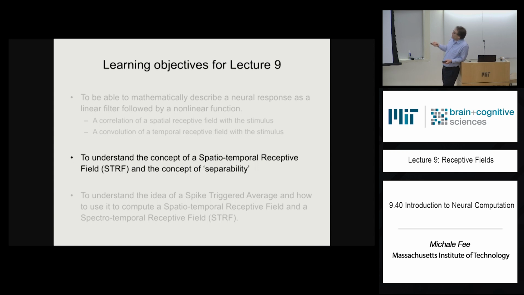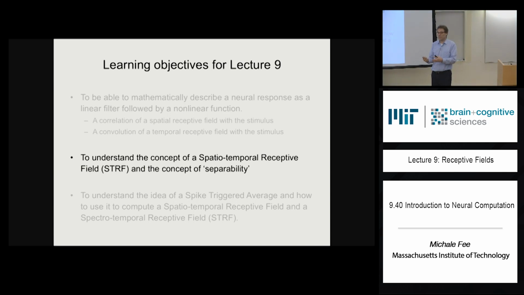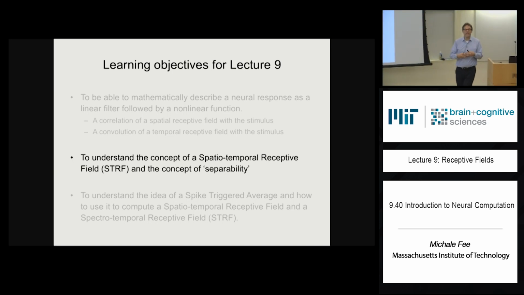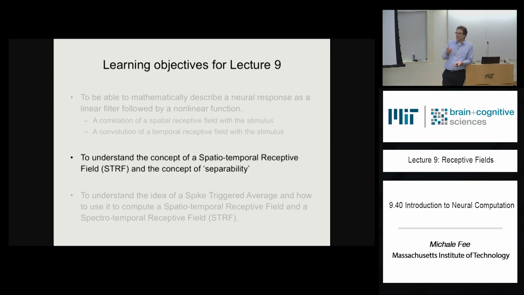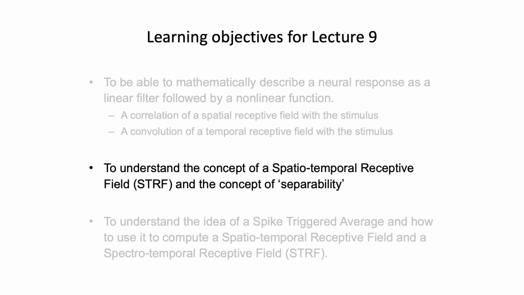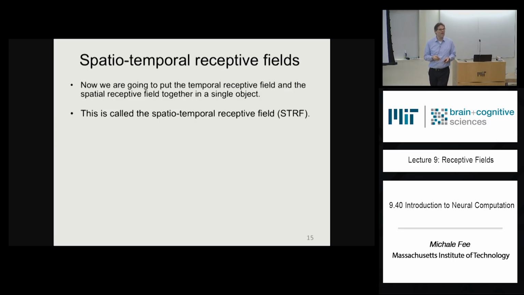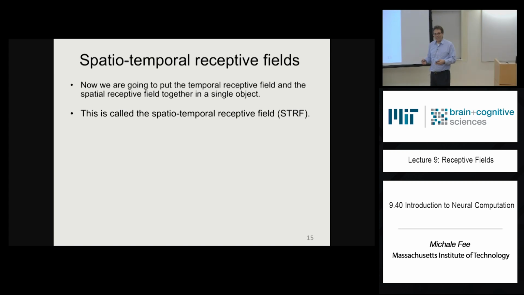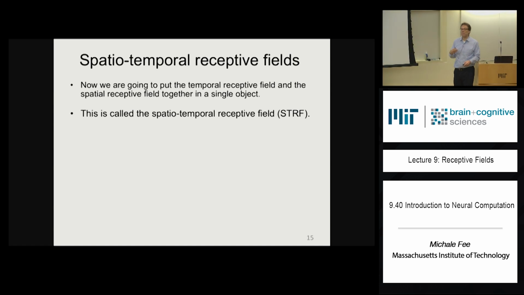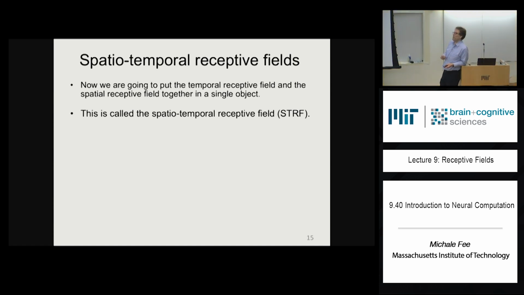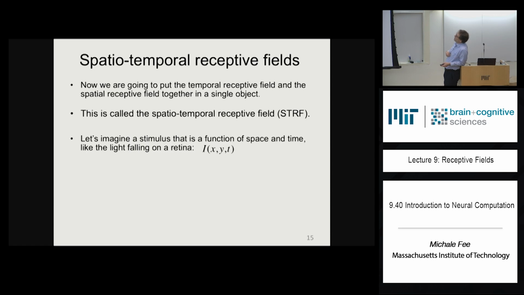All right, so now let's extend this. So we've been talking about spatial receptive fields and temporal receptive fields, but in reality, you can combine those things together into a single concept called a spatio-temporal receptive field. All right, and that's usually referred to as an STRF. If you're working in the auditory system, STRF, it's the same acronym, but it just means spectro-temporal receptive field because it's sensitive to the spectral content of the sounds, not the spatial structure of the visual stimulus.